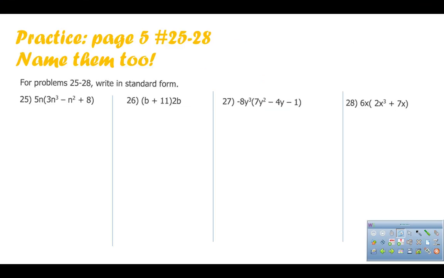So we're going to pause and have you practice some of these. On page 5 of your workbook, you're going to do 25, 26, 27, 28. You're going to distribute in. Don't forget to add exponents of 1. If you're looking at a variable and that variable has no exponent, you're going to write a 1 on that. Name them too. Just get practicing naming them. Have your naming chart out and use that to practice. I'm going to go like 4 or 5 minutes.